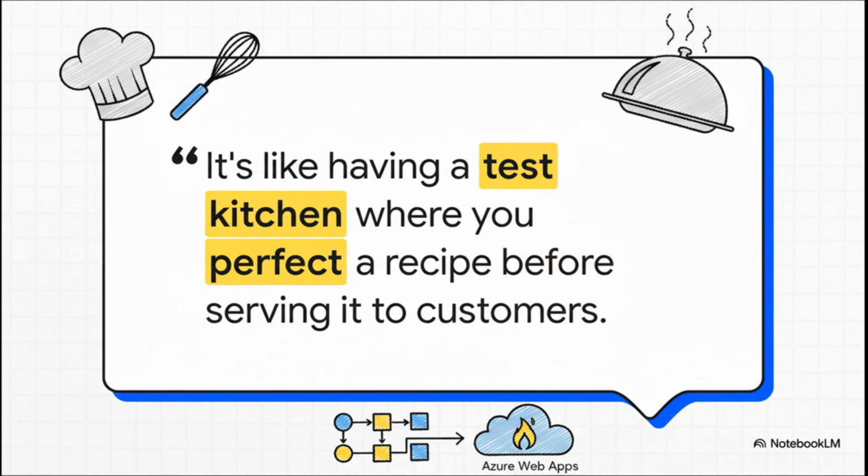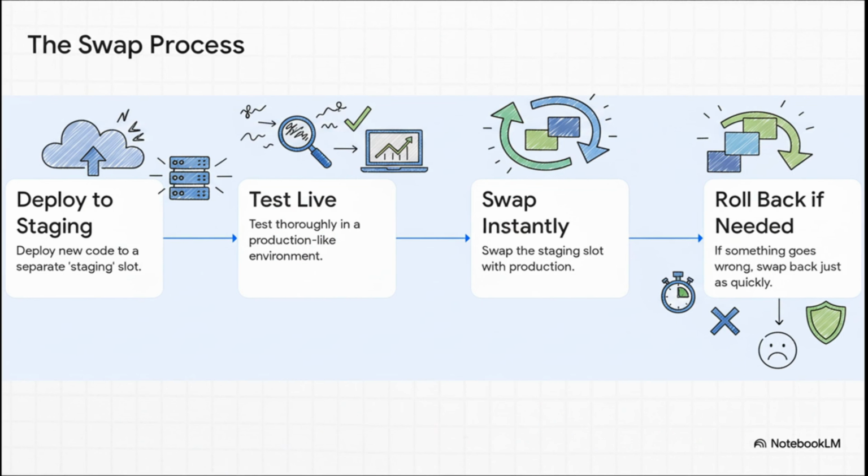I absolutely love this analogy because it just clicks. The solution here is something called a deployment slot, and thinking of it as a test kitchen is the perfect way to picture it. You'd never serve a brand new dish at your restaurant without trying it out first, right? Well, the exact same idea applies to your code. And here's how that magic trick actually works. It's a simple but incredibly powerful four-step dance.